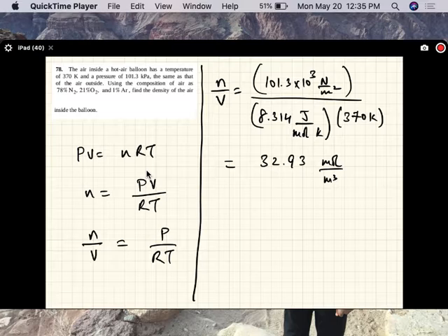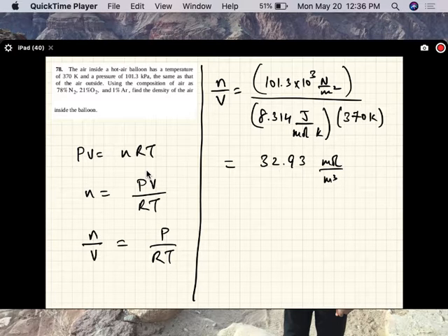Okay, here's a cubic meter. This is a cubic meter. So in this much hot air in the balloon, there are 33 moles of gas. That's what we found. Okay. Now we've got to get the mass of this many air molecules. That'll give us the density.